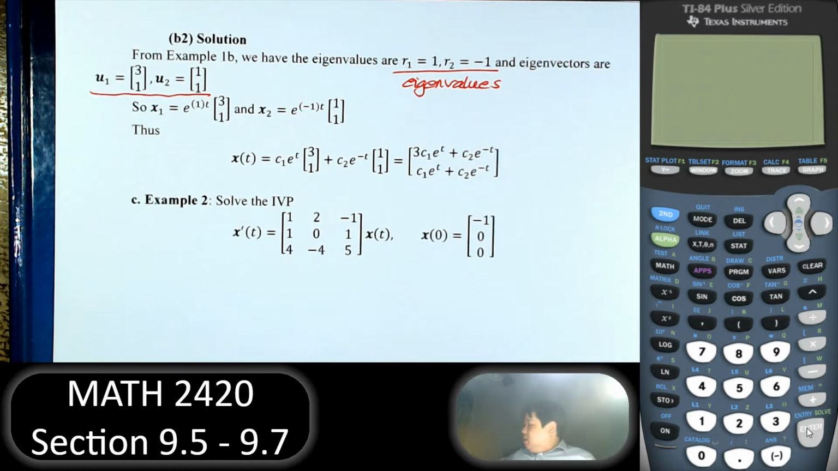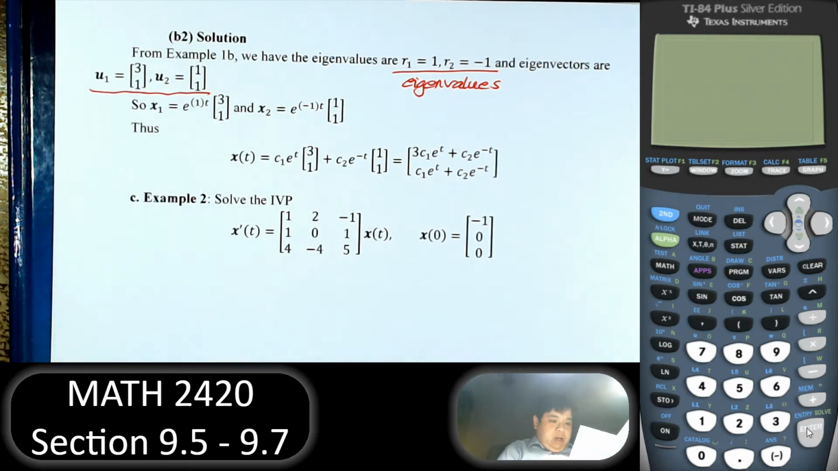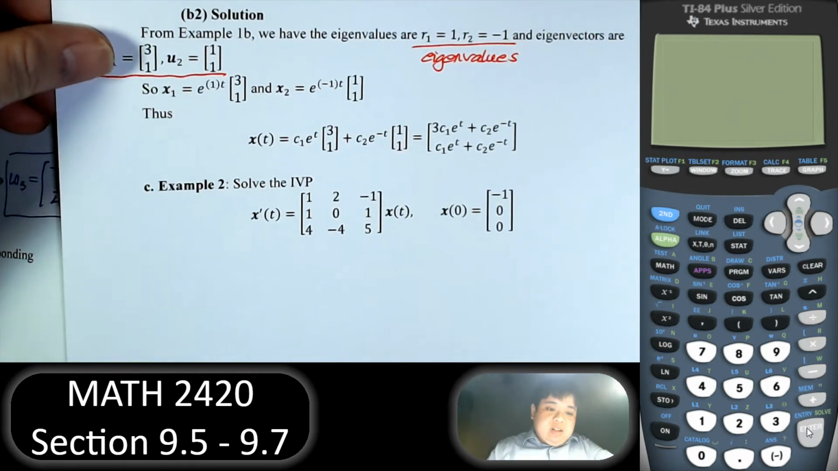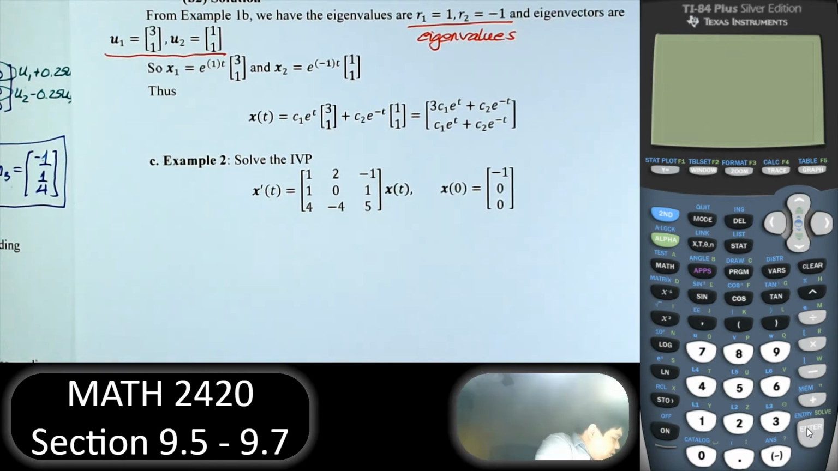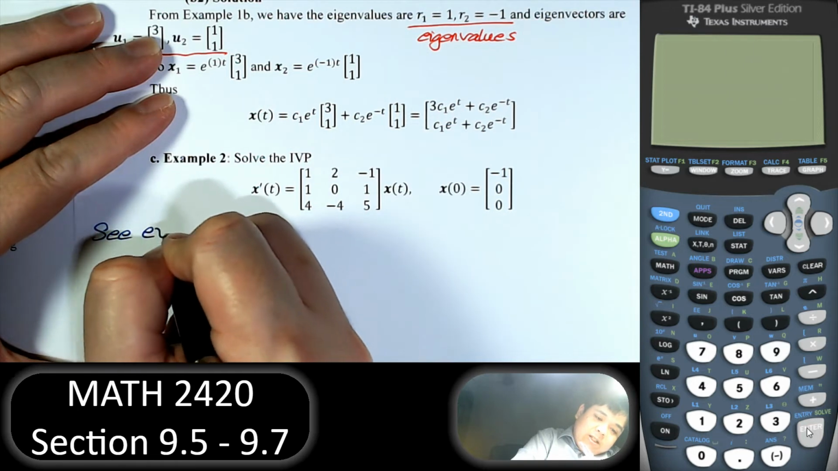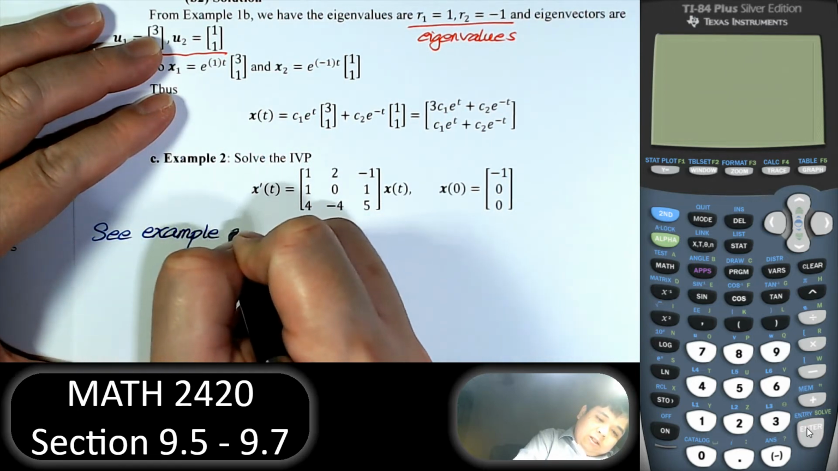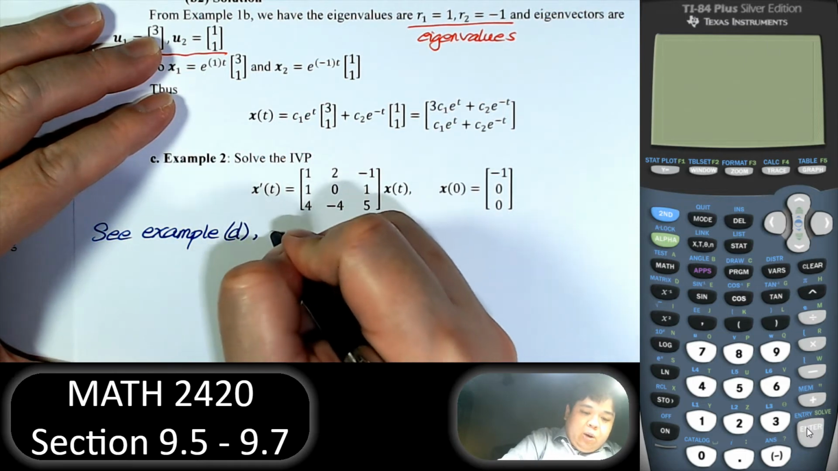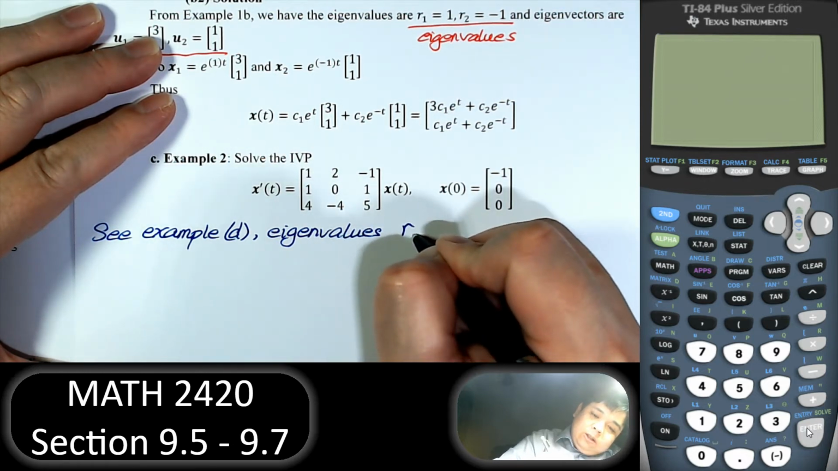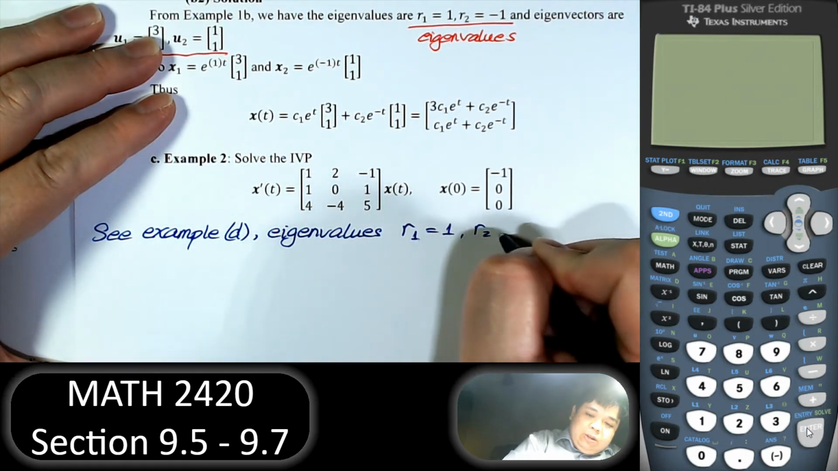Alright, next we have this initial value problem, so a little bit more work, but we did this previously. That is in example D. So see example D. We have eigenvalues 1, 2, and 3.